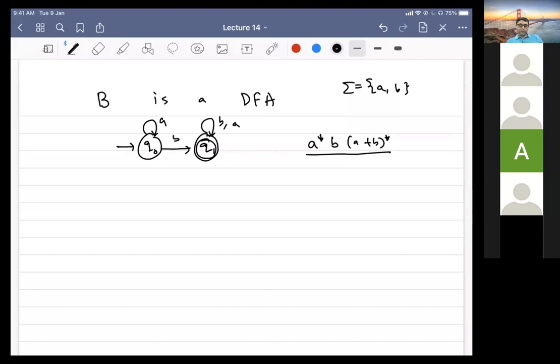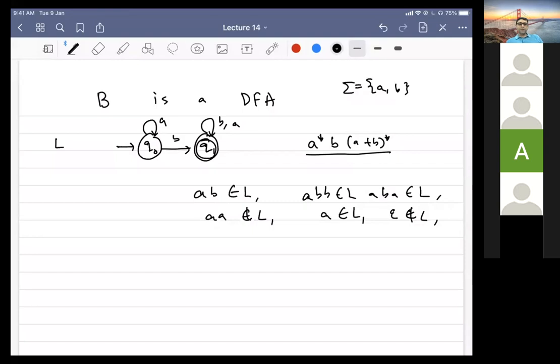Based on this language, we know that AB is accepted. If I say that the language is L, then we know that AB is in the language, ABB is in the language, ABA is in the language, and so on and so forth. AA is not in the language, right? Just A is not in the language. The empty string is not in the language, and so on. So all those strings in which there is no B are not accepted by this DFA.